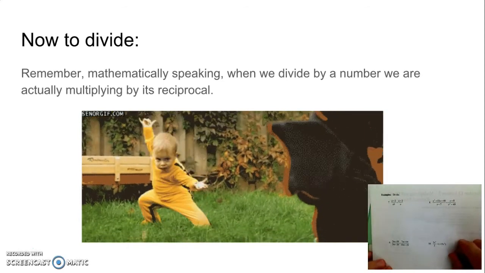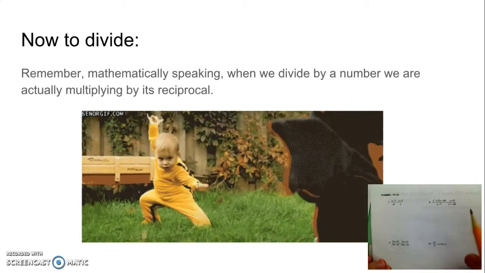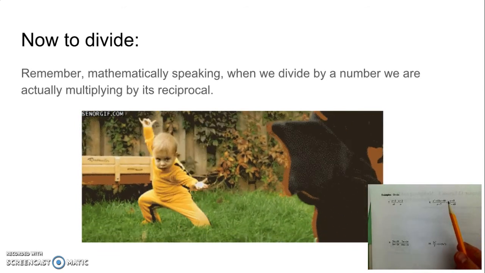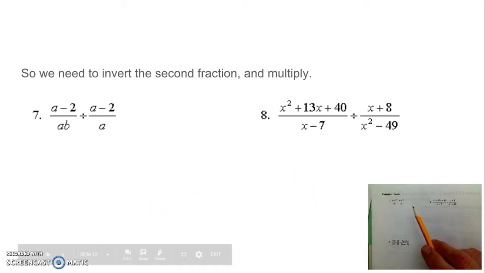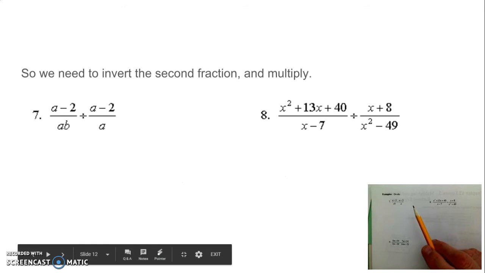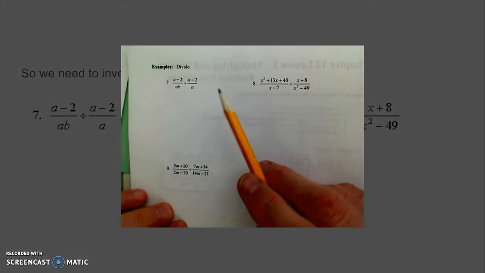So let's think about dividing now. Mathematically speaking, when we divide by a number, we're actually multiplying by its reciprocal. So we need to flip or invert the second fraction and then multiply. So again, let's try a couple that will be, I think, not too challenging for you. Get our feet wet on these.